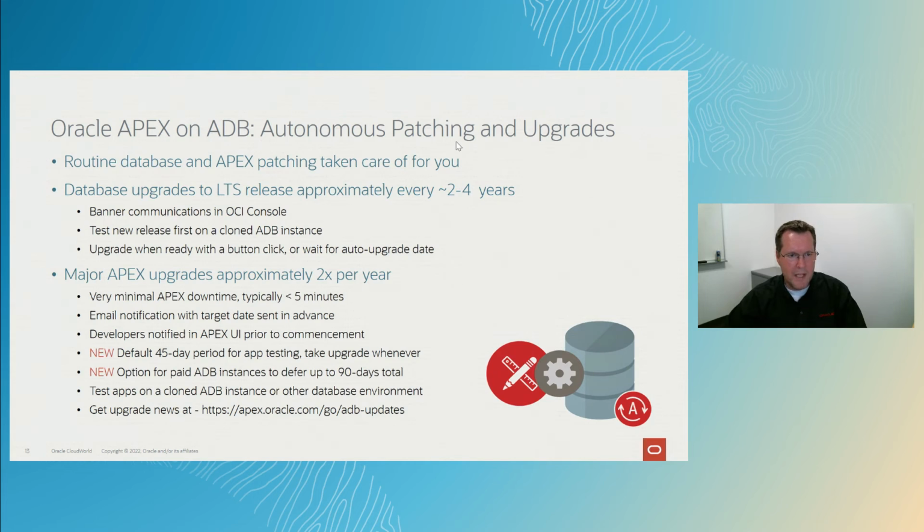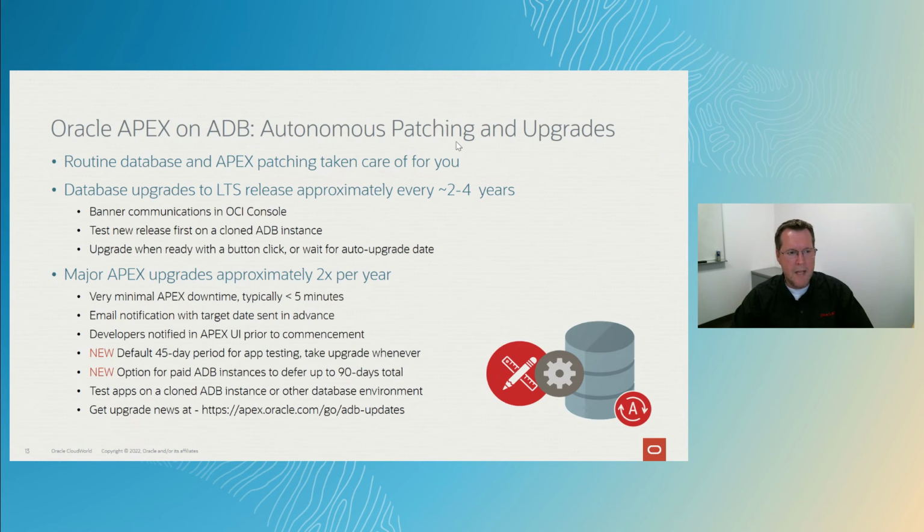Now, as we start to wind down here, I want to talk a little bit more about autonomous patching and upgrades. Oracle takes care of all routine database and Apex patching for you. We do that pretty frequently, typically on a monthly basis, maybe more frequently. And this is largely transparent to you. You don't know that patching is occurring. You can have some visibility to it in that detail screen where you see the patching and maintenance windows. But for the most part, we're taking care of this for you, and it's transparent to your applications and your application end users.